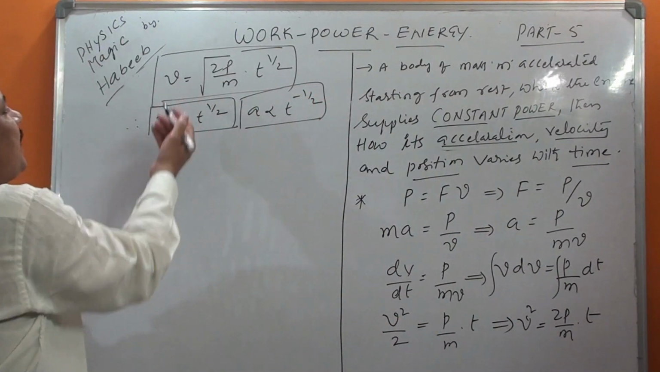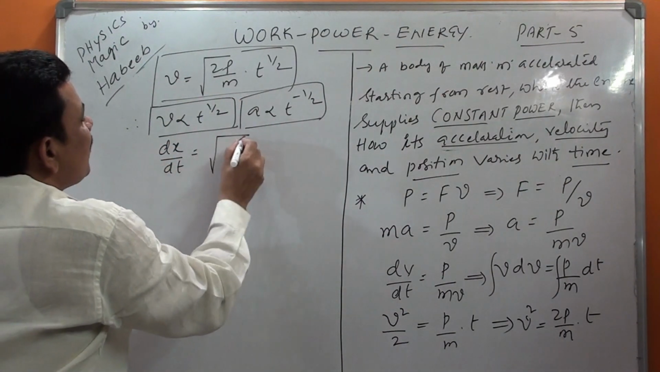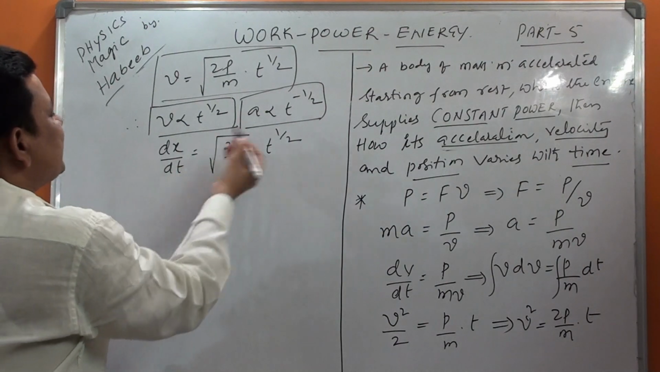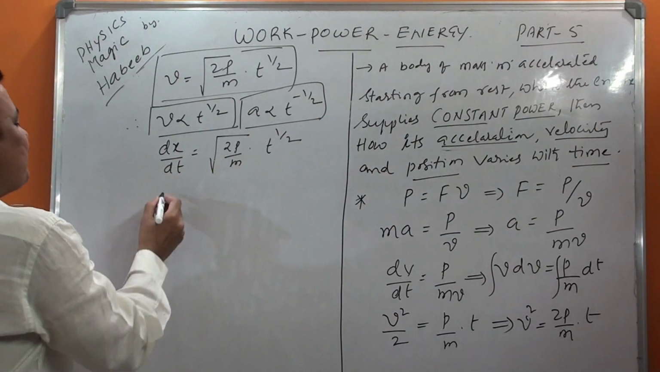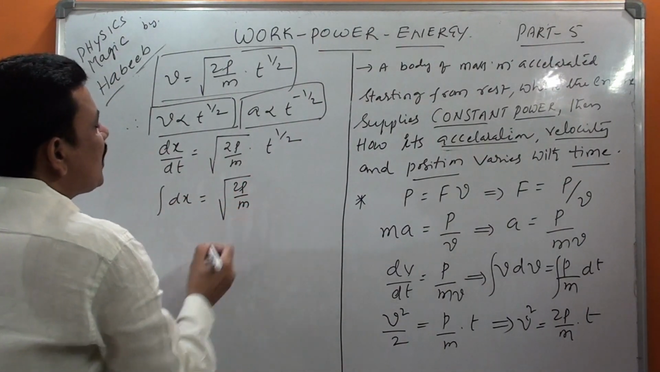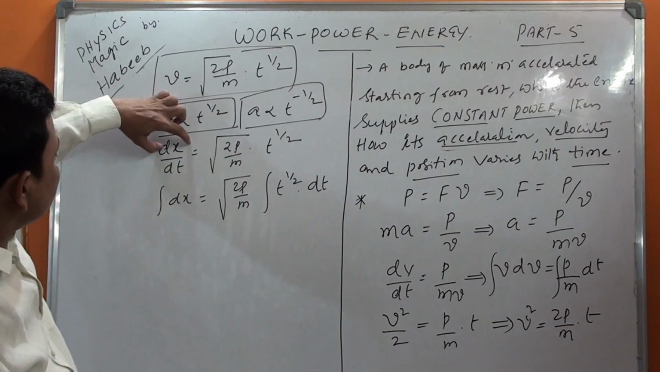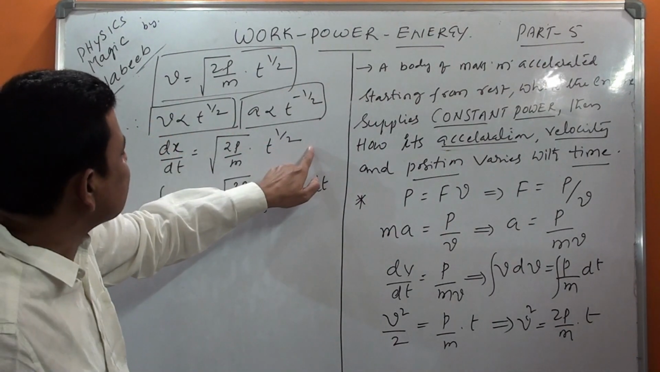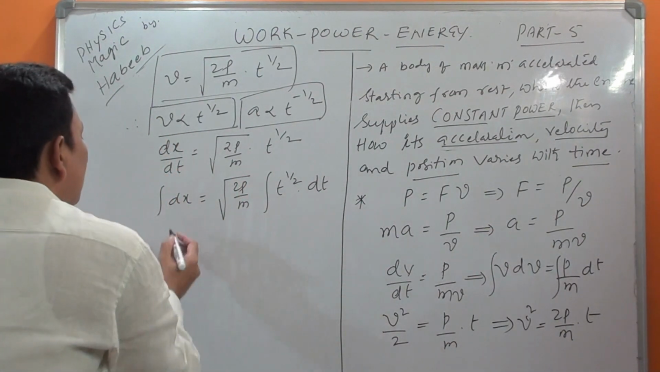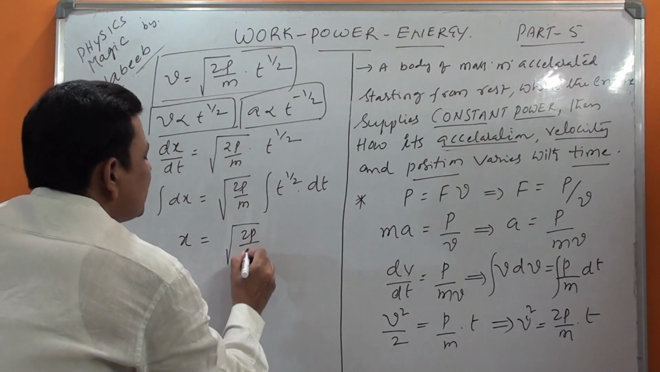Now for displacement, from here we get V, which is nothing but dx by dt, is equal to under root of 2P by M into T power half. Once again, dt you take to that side, then integrate on both sides. Integral dx is equal to under root of 2P by M, a constant, written outside, integral T power half into dt. As 2P by M is constant, I am taking it out. Now integral dx is nothing but x.